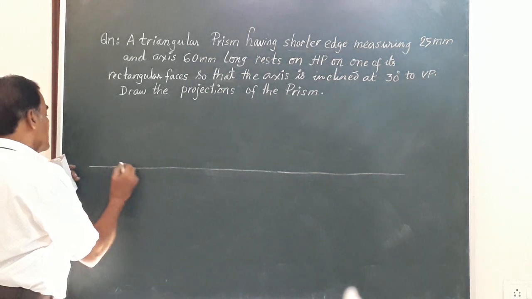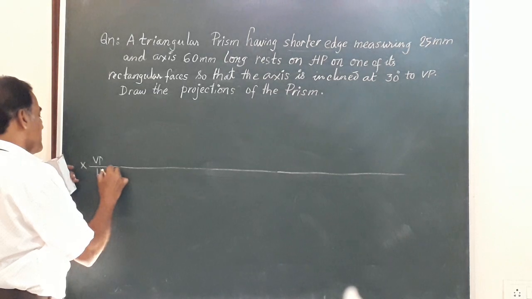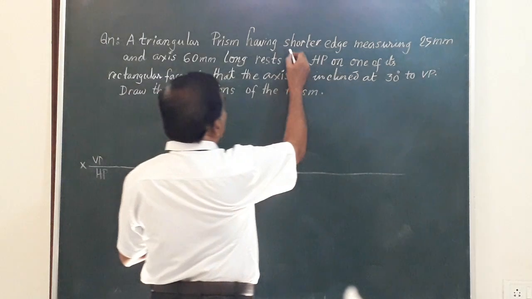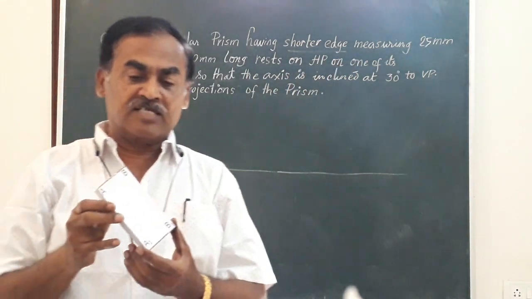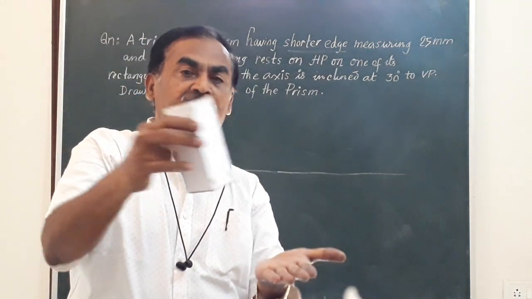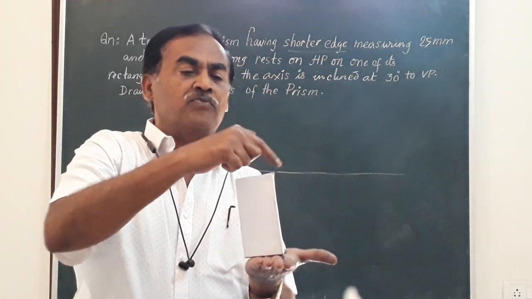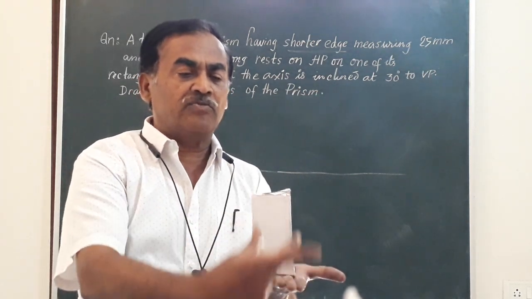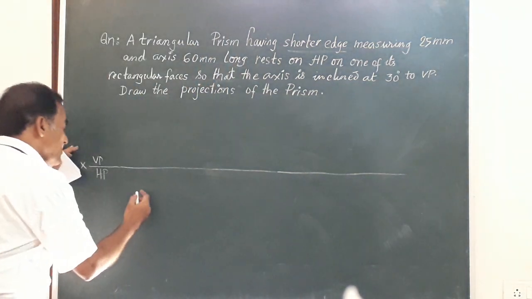Friends, we are having this XY line and I mark VP and HP. The problem is on a triangular prism. It has to rest on one of the shorter edges. Now I am going to place the object on HP such that one of the shorter edges A1, B1 will come to the right side of all the observers, and get the top view and front view. So top view is going to be an equilateral triangle. Front view is going to be another reduced rectangle. Let me write down the initial position of the object.